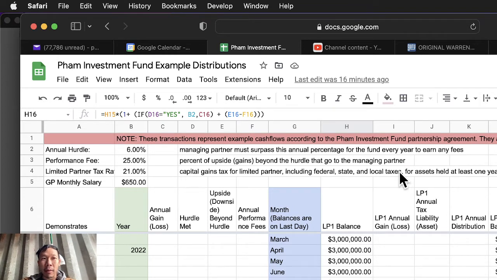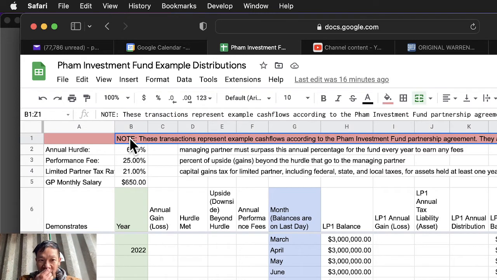And there are other fee structures like 4 and 40, which means 4% of assets under management just for showing up, and then 40% of the upside. And there's a joke: why do hedge fund managers charge 2 and 20? It's because they haven't figured out how to charge 3 and 30, or they can't get it from their clients.